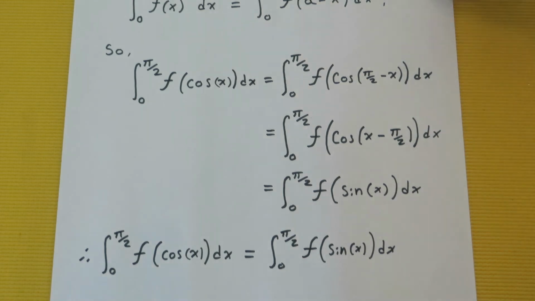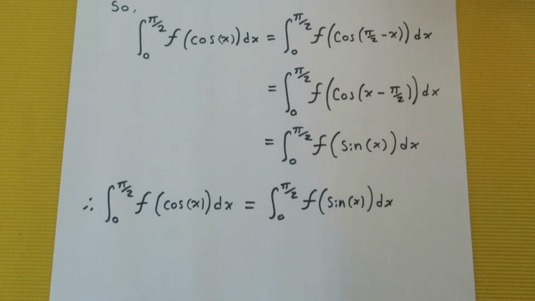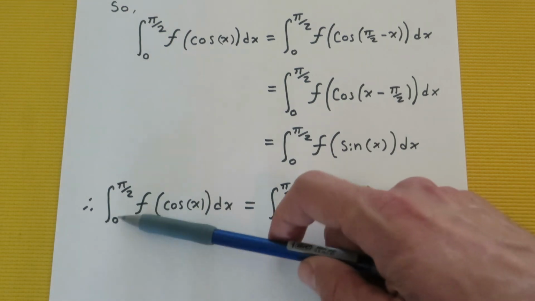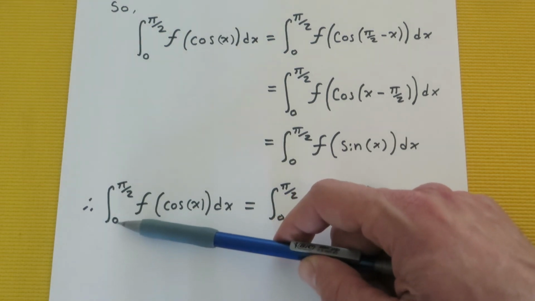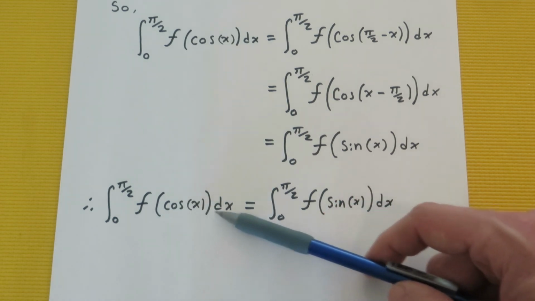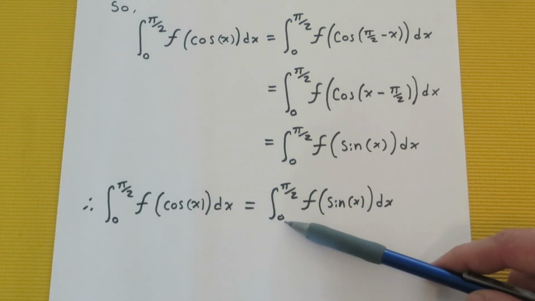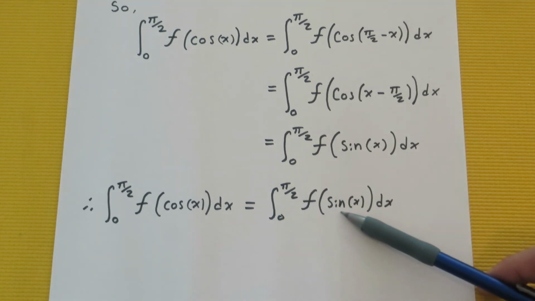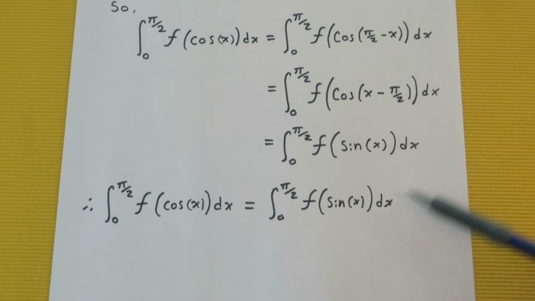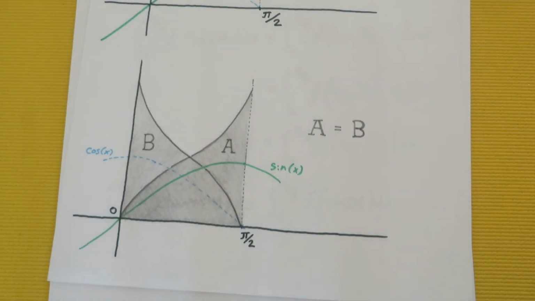So in other words, we have just proven, both geometrically and notationally, that the integral from 0 to pi over 2 of f of cosine of x dx is equal to the integral from 0 to pi over 2 of f of sine of x dx. And again, these are just mirror images of one another that happen to have the same surface area underneath.